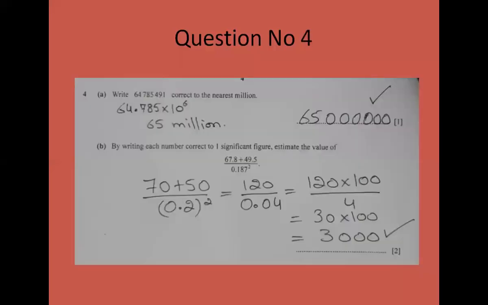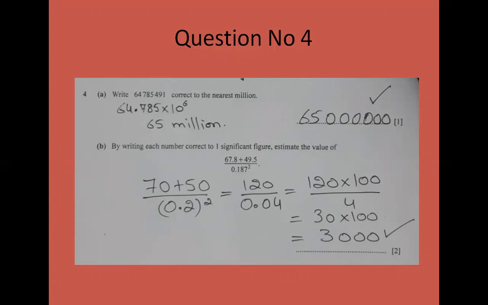Okay. So here we go. Write 6478549 correct to the nearest million. So I moved the decimal 6 steps to the left. So you have 6.478549 times 10 to the power 6. So this is approximately 6 million. In 1 million, there are 6 zeros. Then he says, by writing each number correct to one significant figure, estimate the value.